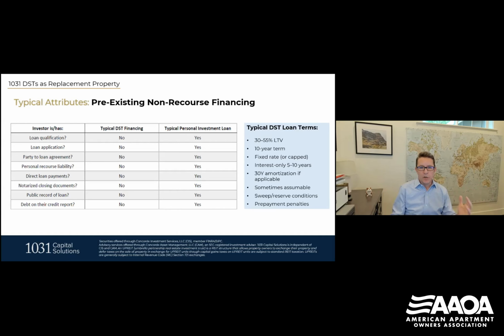The typical DST loan terms are 30 to 55% loan to value, meaning the loan is typically between 30 and 55% of the value of the property. On a 10-year term basis, usually a fixed rate, but if it's not fixed, the variable rate will be capped, which effectively makes the interest rate fixed. But most of the programs have a fixed interest rate. These deals will have an interest-only period between 5 to 10 years, usually with a 30-year amortization schedule after the interest-only period. Sometimes these loans are assumable. Sweep and reserve conditions often apply, and almost always there's a prepayment penalty on these loans.